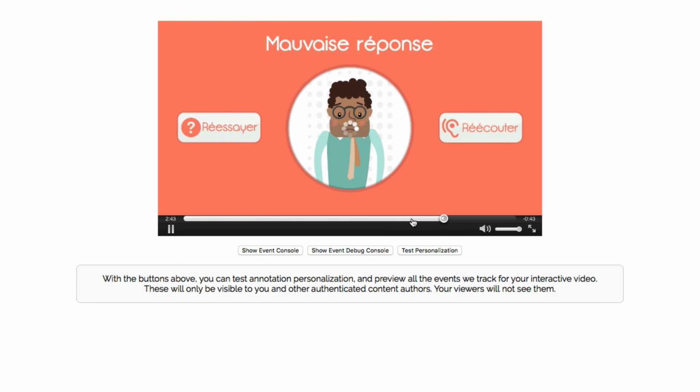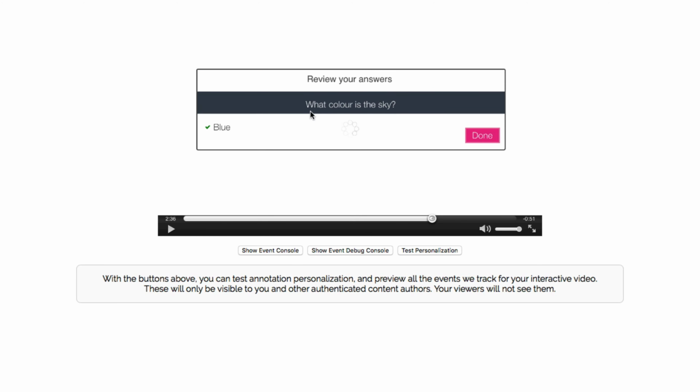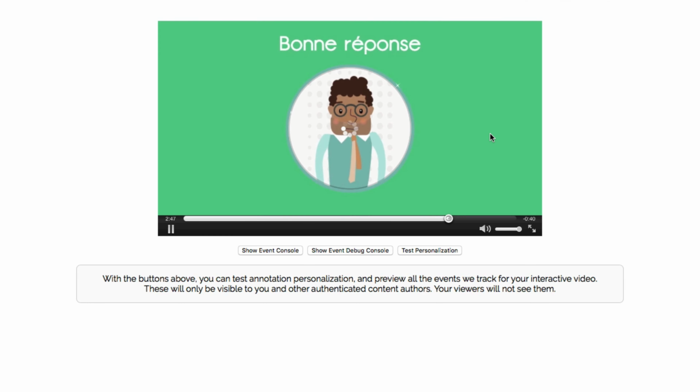If I jump back to the quiz once more and select the right answer, which of course is blue, hit submit, it will probably come up with a review screen again, which it does, and then hit done, and you'll see it actually displays the correct answer. So that's all working perfectly.